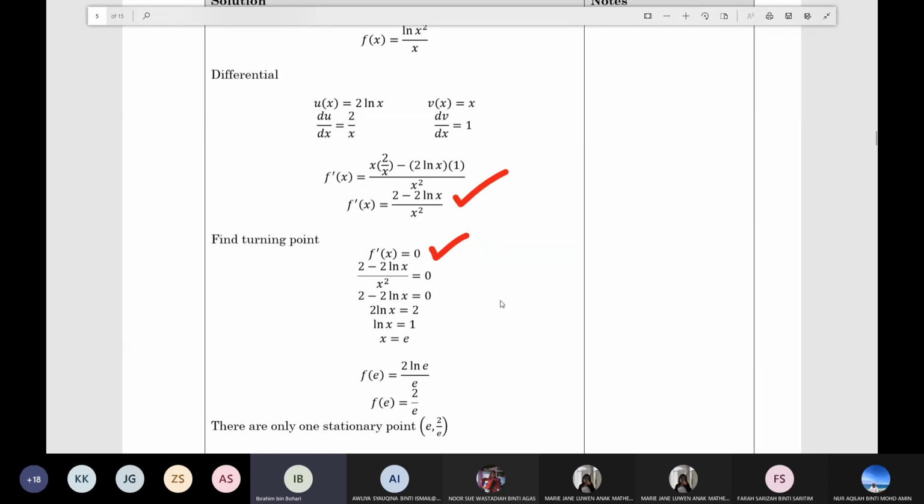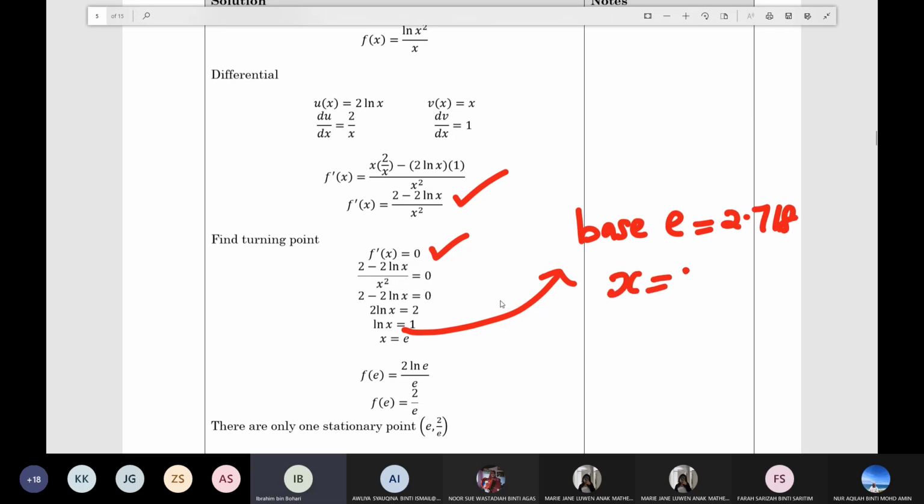So here is the base of the ln function. Let's check back, this one is from LU2. The base of ln equals 2.718, and the value of x equals 2.718. So your answer can be x equals e, or x equals 2.718. The final answer is up to you.